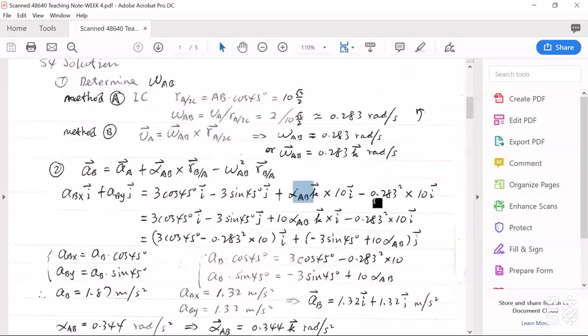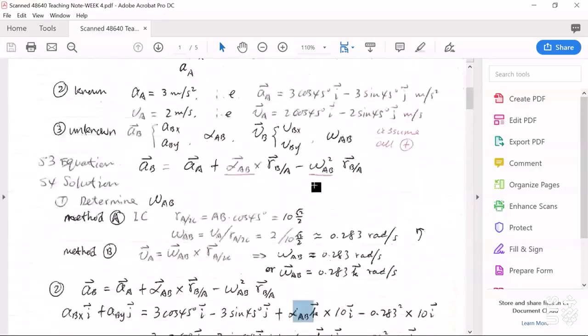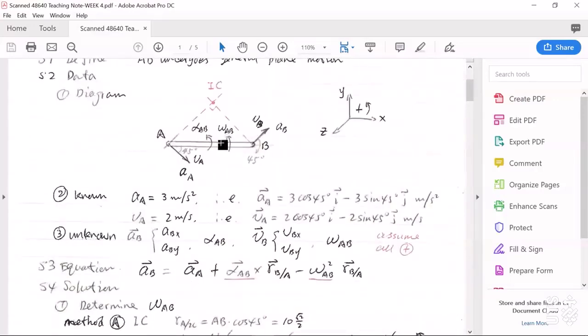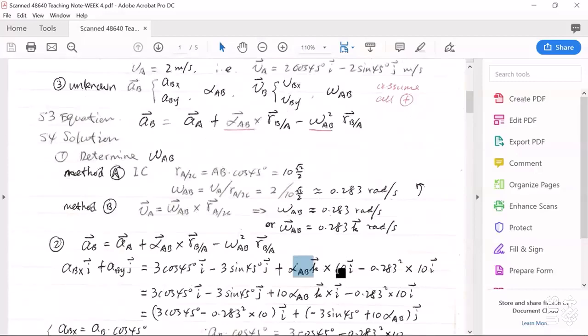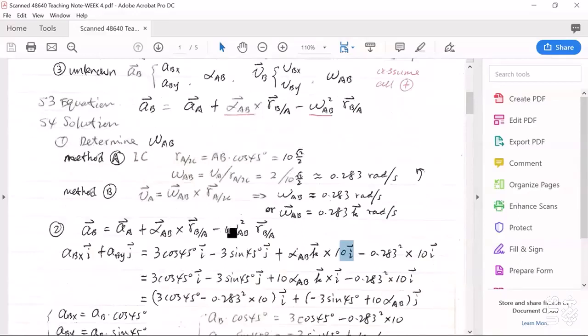rBA. Look at this diagram. rBA, the direction from A to B. AB is horizontal. So vector rBA should be equal to rBA times i. The last item, omega AB, has been worked out. Substitute it here.